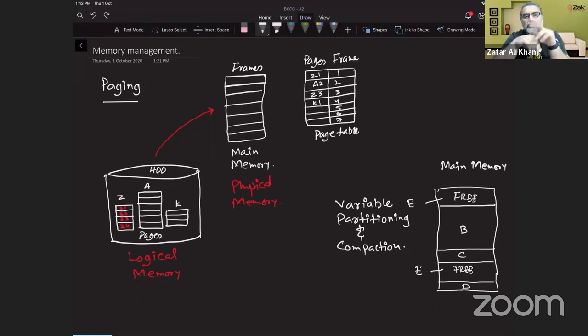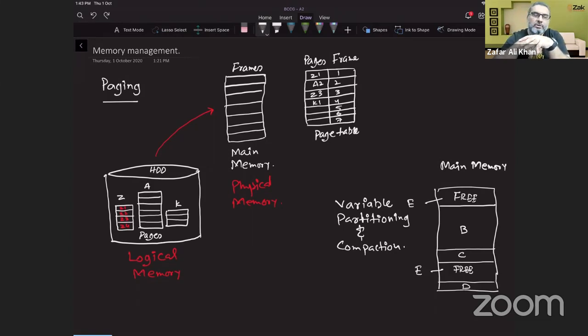So that gives us two benefits. Number one, programs amounting collectively to more than the available memory can be loaded. What does it mean? Let's say you have memory of 2 GB and three programs Z, A and K are taking up, let's say, 3 GB, and they are still loaded. That is a benefit. We have less memory but bigger programs than the memory are loaded. How? Because not the whole program is loaded, only the pages which are required.